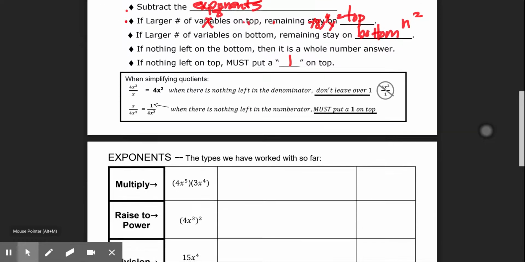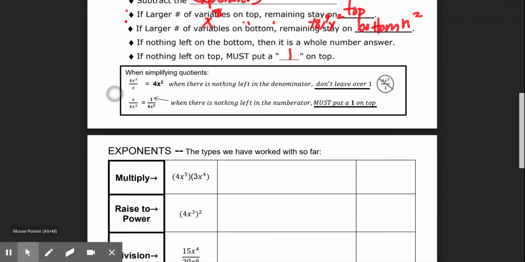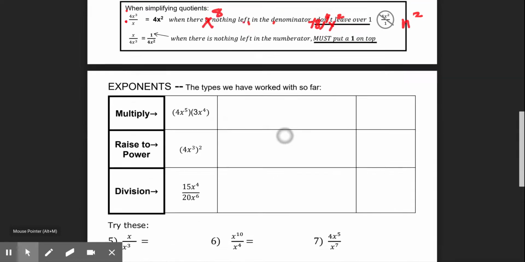All right, so it says in this box right here, when simplifying quotients, 4x cubed over x, that's going to give you 4x squared. So when there's nothing left in the denominator, don't leave it over 1. However, if you have that switched and it's x divided by 4x cubed, that's going to be equal to 1 over 4x squared, because everything canceled out in the numerator, so you're going to need to put a placeholder there, and that placeholder is going to be 1.